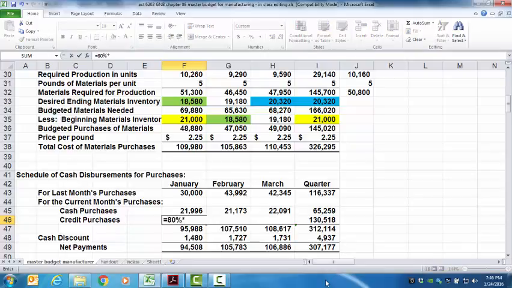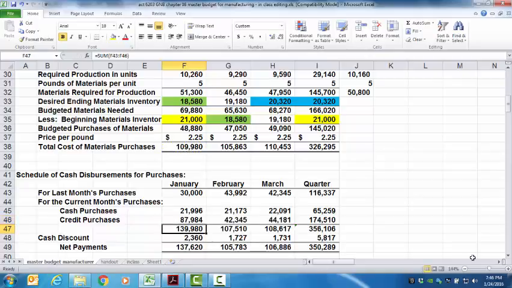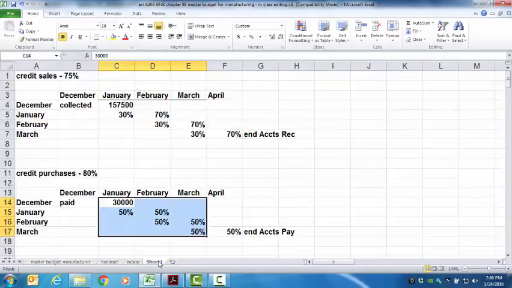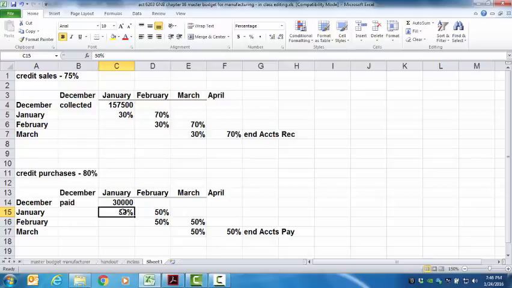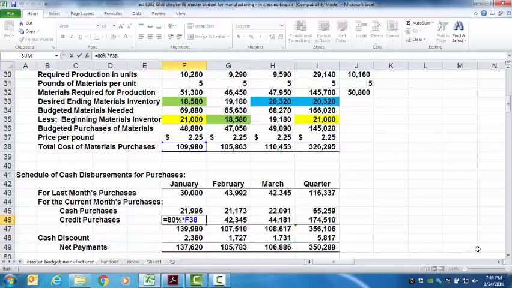And so 80% is $87,984. Now, that is just the raw credit. Recall, one last trip back over here, that we are paying half of it in January. So I need to do one more modification with this. I need to put the 50% behind it. And when I do that, it yields the amount that I am paying for credit purchases in January.